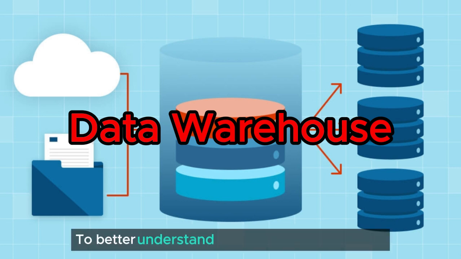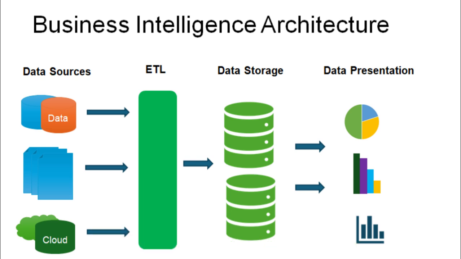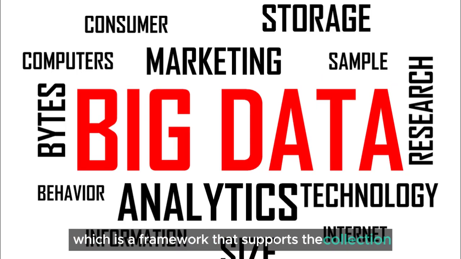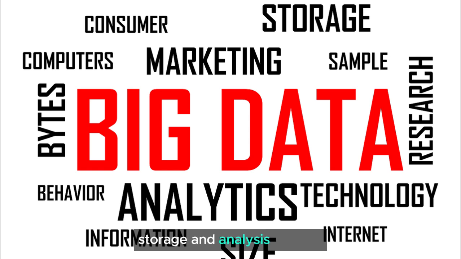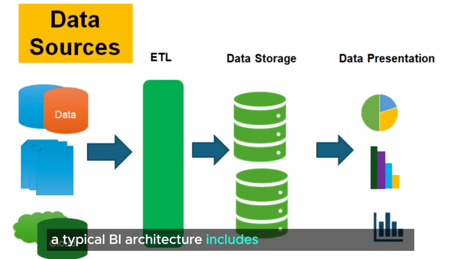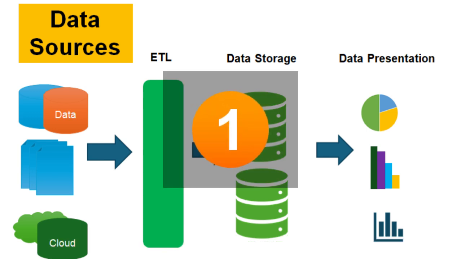To better understand the role of ETL developers in a larger business intelligence landscape, take a look at this picture. This image shows the business intelligence architecture, also known as data warehouse architecture, which is a framework that supports the collection, storage, and analysis of data, transforming it into actionable insights for business decision-making. A typical BI architecture includes 4 main components. The first is the data sources.